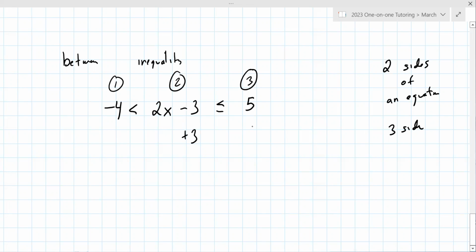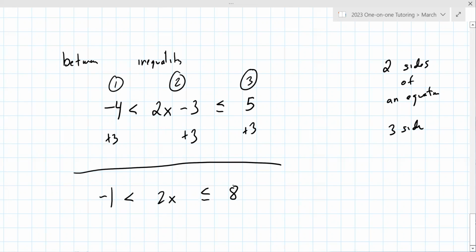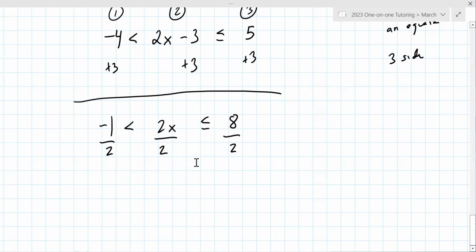Subtract 3 from both sides? If it were subtraction, yes, but here add 3. Yes. Okay. So this leaves us with negative 1 less than 2x less than or equal to 8. How do you undo multiplication by 2? Division. I just answered it. Division, yeah, whoops.